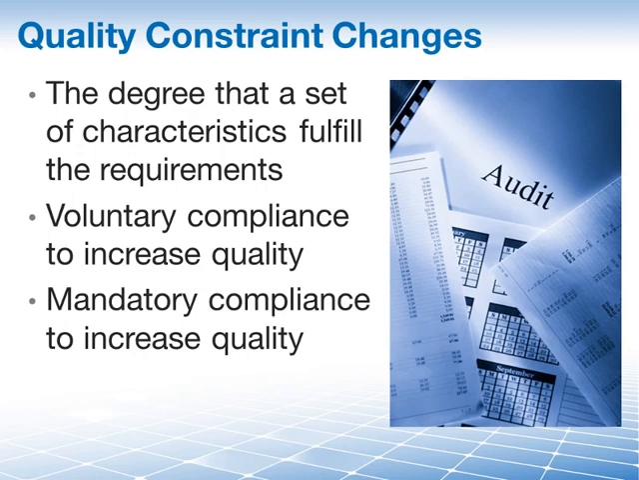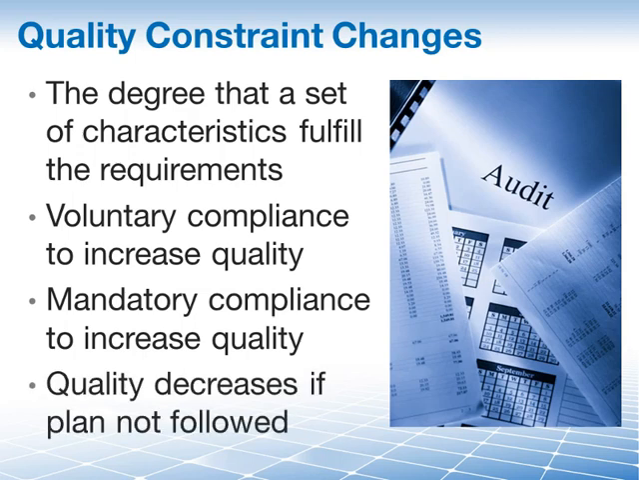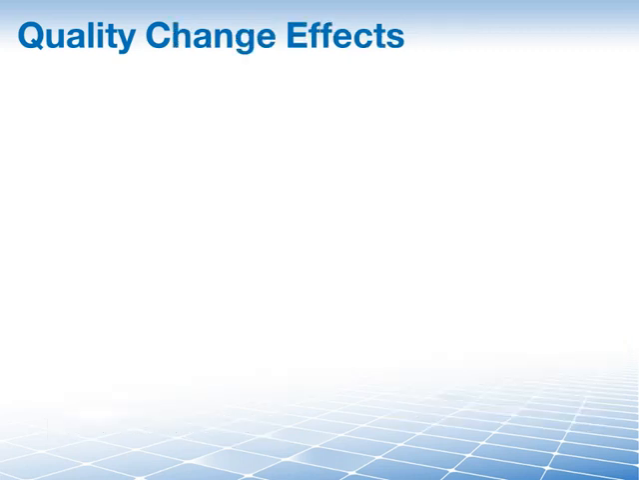In addition, there may be an inadvertent decrease in quality if the procedures outlined in the quality management plan are not followed and the level of defects delivered to the customer is increased. And how does this work in regards to the competing project constraints? Well, an increase or decrease in quality can affect many other project constraints, including schedule, budget, and risk on your project.